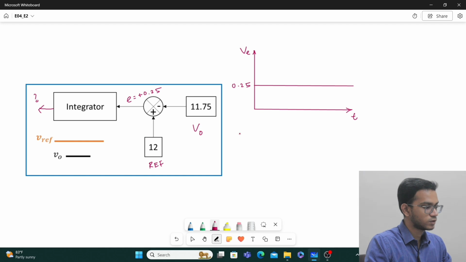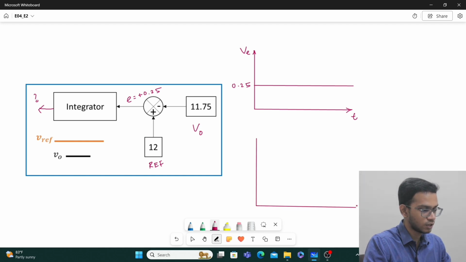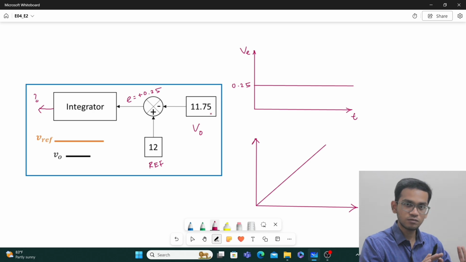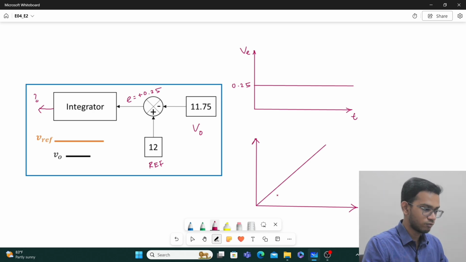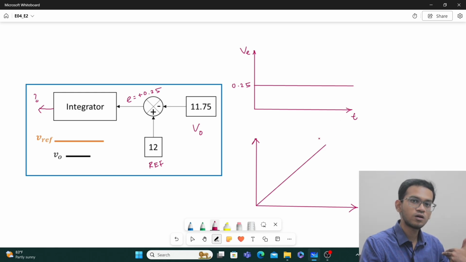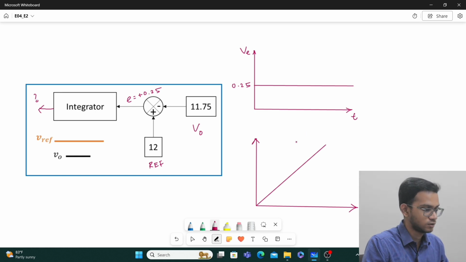So now this will produce an output which will look something like this. It will be a ramp, and if I deliberately hold this input at this value itself and just keep waiting, the ramp will keep increasing, and it will go on increasing forever. If I don't want such a thing to happen, if I want to saturate it somewhere, that's how I bring a saturation block at its output.